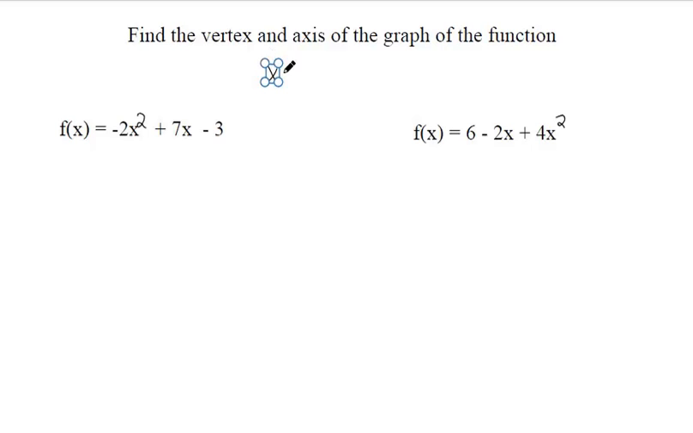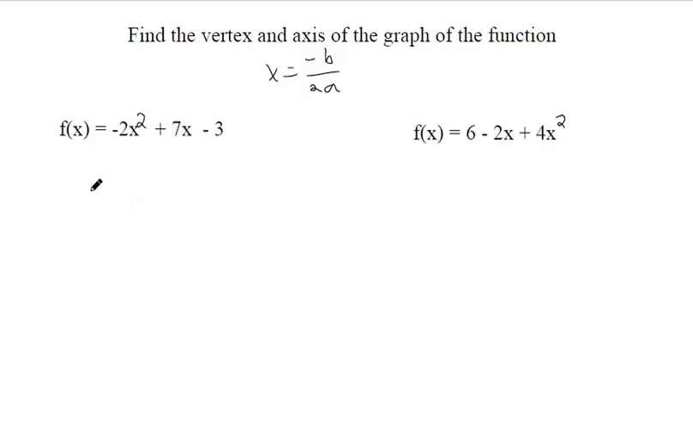by using this little mini formula. X equals negative b divided by 2a. Okay? So this finds the x coordinate of the vertex. And this is also the equation for the axis of the quadratic. Okay? So in this function, my a is negative 2, my b is 7, and note that it doesn't even matter about c, right?